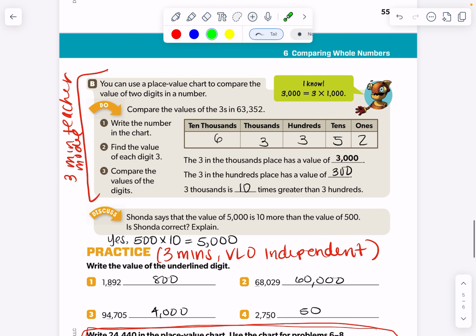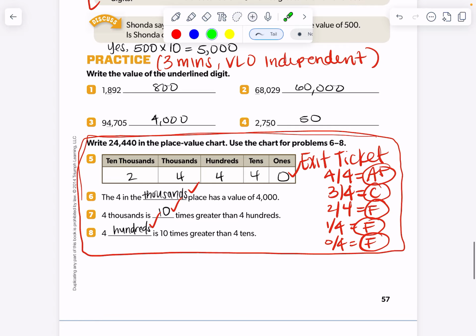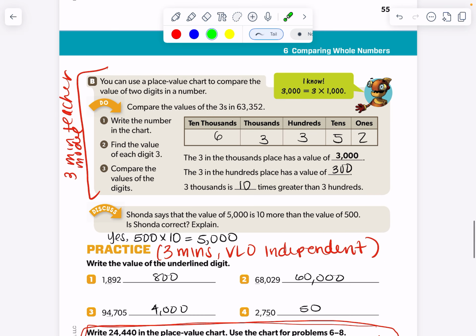Before we launch them into some more practice, we want to be able to talk about the place value. This question is going to be directly aligned to their exit ticket. So we want to make sure that we're spending some time answering any questions and really walking them through this question. They're comparing the values of the threes in 63,352. First things first, they are going to write that number in the place value chart. Then they are going to identify the value of each of those threes.